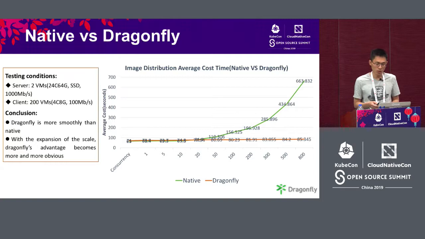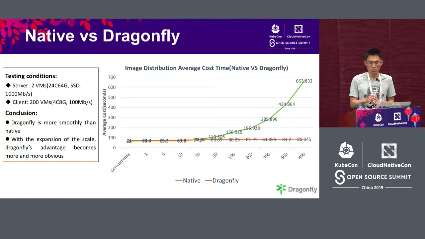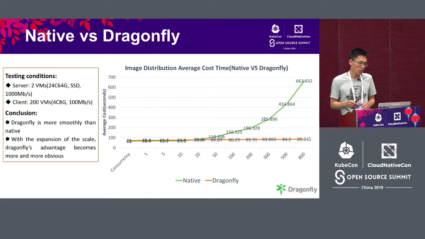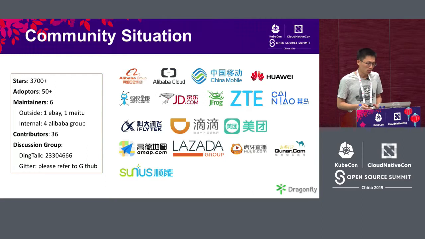The green one is native, and the orange one is Dragonfly. With the increase in downloads, you can see that the average cost of native has grown exponentially, whereas if we use Dragonfly, the average cost remains flat in spite of the increase in the number of downloads. And with the expansion of the scale, Dragonfly's advantages become more and more obvious. When reaching a certain scale, using native will probably lead to an explosion of the registry. That means the image downloads would fail, whereas Dragonfly could address all the problems faced by native. This is the Dragonfly community.